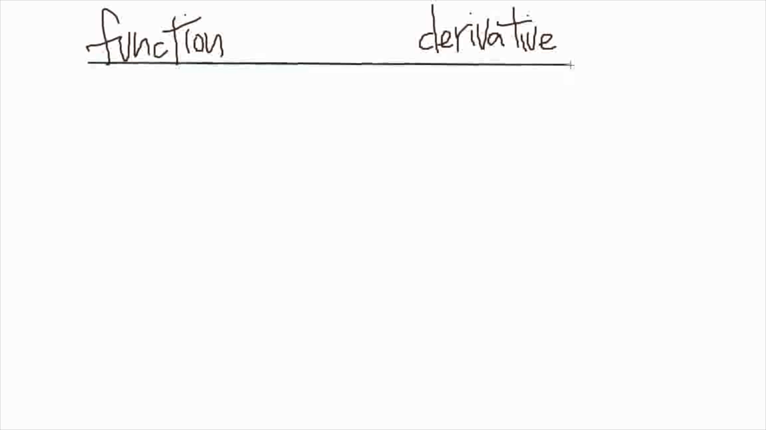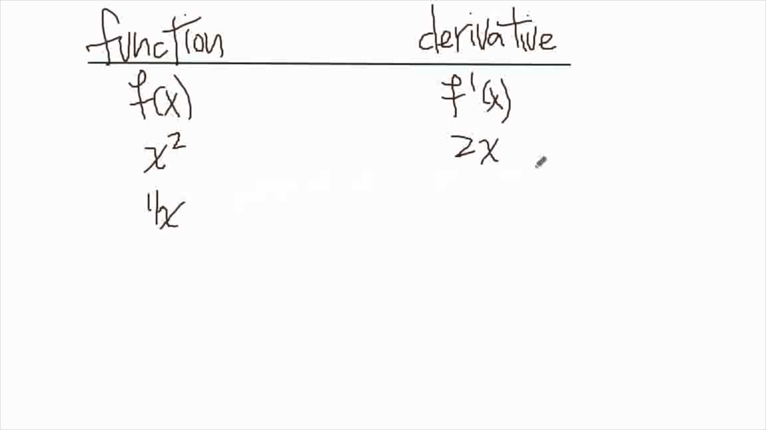All right. So here I'll make a column. So a function and then the derivative function. Okay. So if the function is some arbitrary f of x, the derivative, we're going to call it f prime of x. Let's get that clear. If the function is x squared, we've already worked out that the derivative is 2x. If the function is 1 over x, we've worked out that the derivative is minus 1 over x squared. Okay.